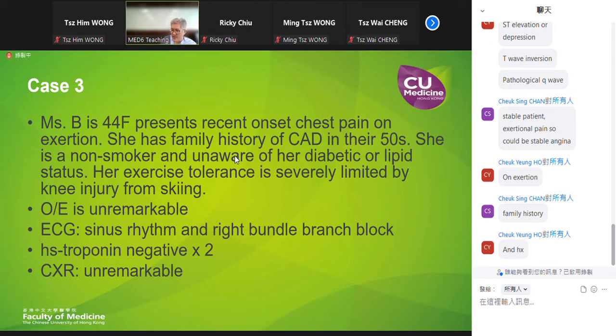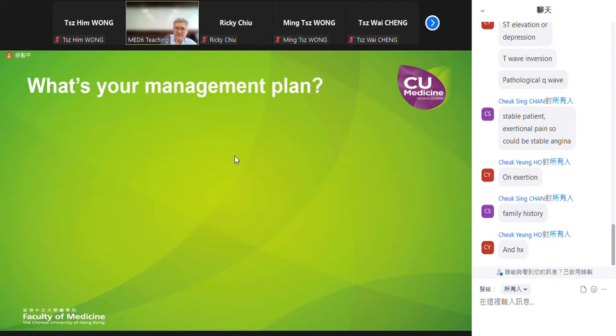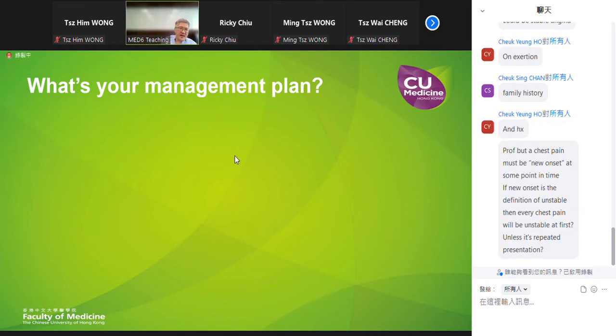Clearly you're not going to send her to the cath lab, but what are you going to do next to further assess her chest pain? What's your approach now? What are you going to do to diagnose this chest pain? You've done your physical examination and history, now you have to do some testing. But a chest pain must be new onset at some point in time, if new onset is a definition.